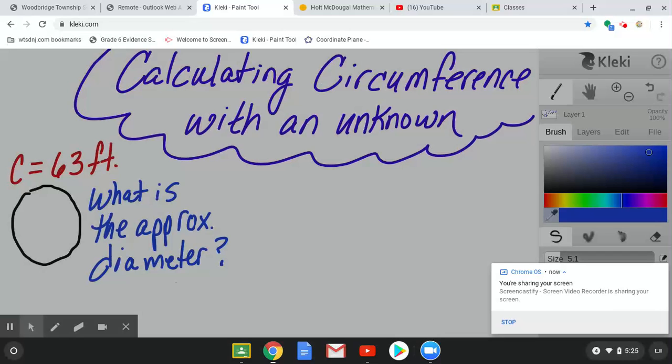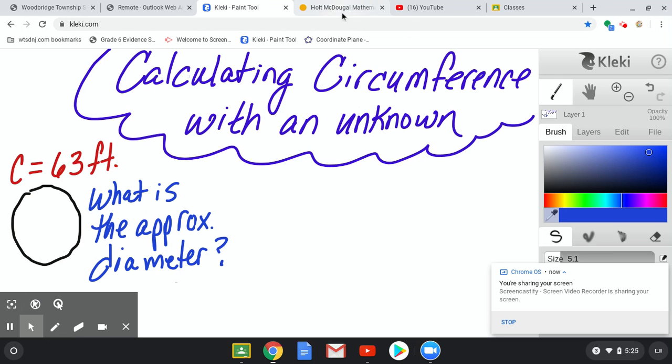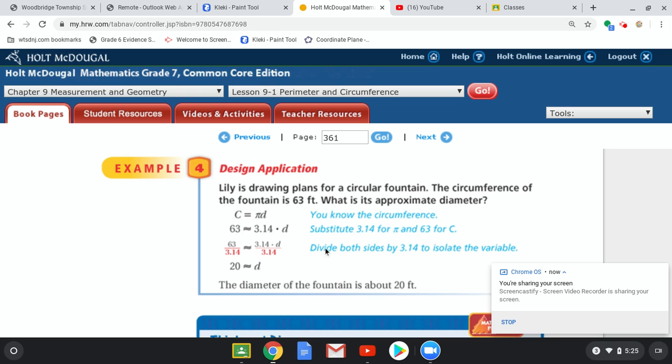Class, it's me again. We are going to do a quick tutorial on calculating the circumference with an unknown, and this would be from Chapter 9, Lesson 1. This is just like Example 4, so I will refer back to Example 4 within the textbook, which I happen to have here.